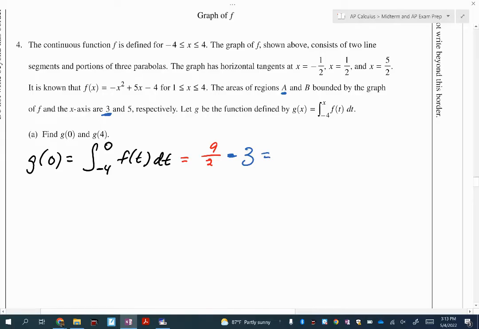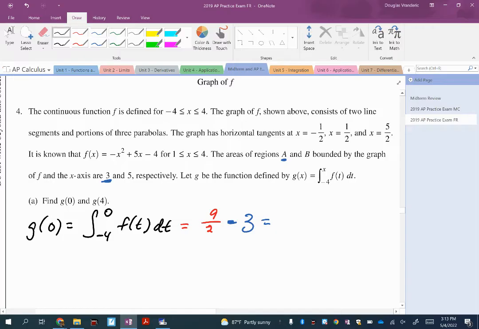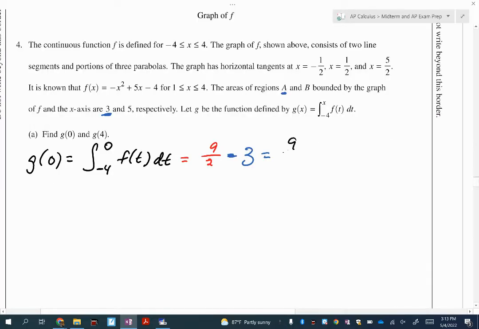Okay, can you rewrite 3 with a denominator of 2? What is it? 6 halves. All right, so what is our answer? 3 halves. Or as a decimal, 1.5, your choice. Questions on the first part of part A?